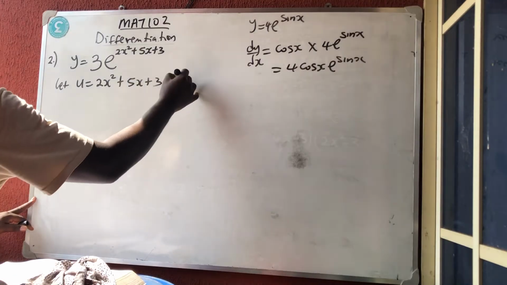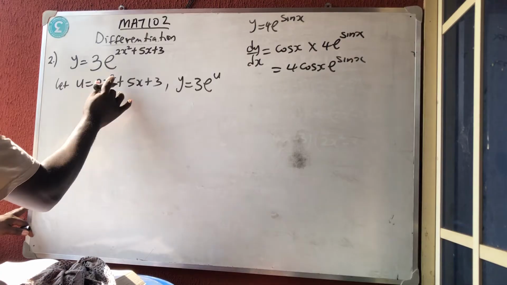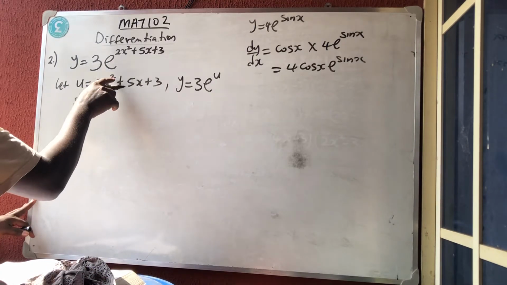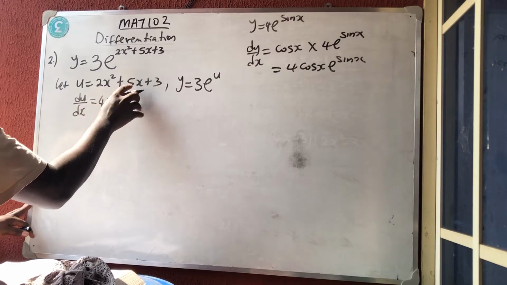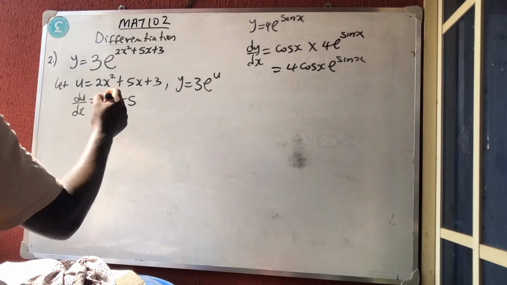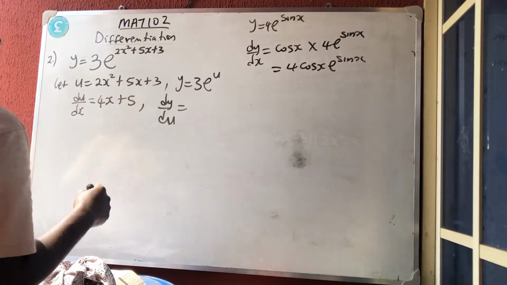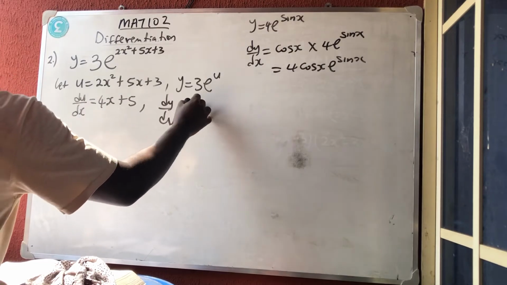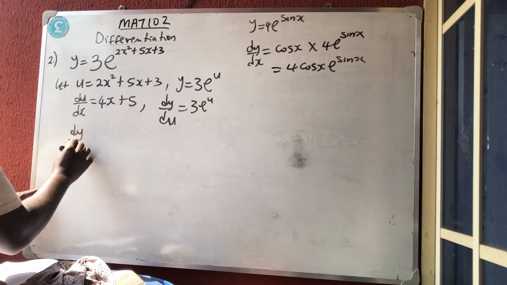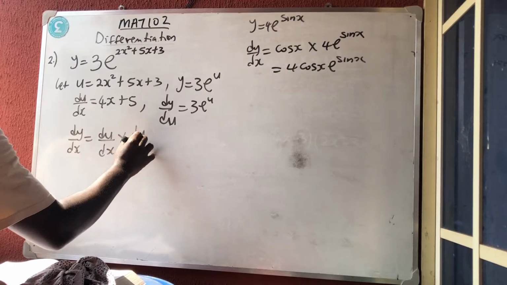Therefore my y will now be 3 e raised power u. So these two will give me du/dx, which is 4x plus 5. Differentiation of a constant is 0. So I'm done with this. So dy/du is simply what? Differentiation of e raised power something is e raised power that thing. It doesn't change. So my answer becomes dy/dx is simply du/dx times dy/du.